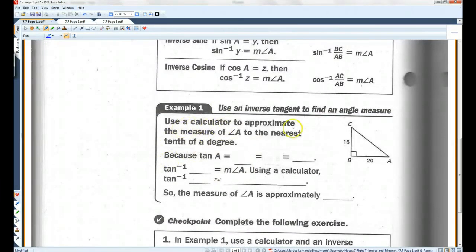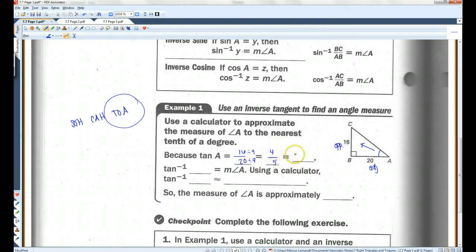Use a calculator to approximate the measure of angle A to the nearest tenth of a degree. Okay, so this is what we're looking for. We are looking for angle A. We are given the opposite side and the adjacent side. So if you think of SOHCAHTOA, we have opposite and adjacent, so we're going to be using tangent. Now, tangent of A equals 16 over 20. 16 over 20, if you divide top and bottom by 4, you get 4 over 5.